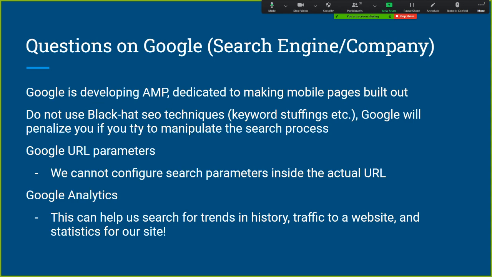Of course, don't use the Black Hat SEO techniques. That's the general consensus that we had there. Make sure that you rely on organic searching. And there's a trick question here about URL parameters. I just wanted to double check on that one. There's not really parameters in the URL that we can determine. A URL is just a set link to a website.